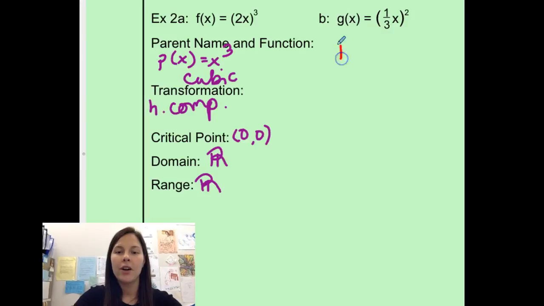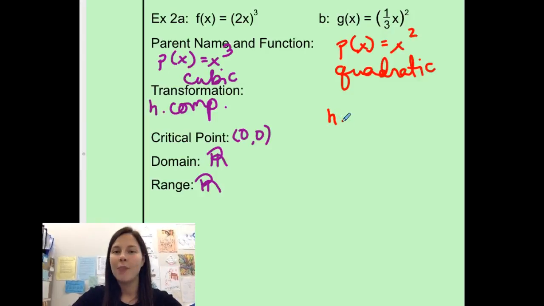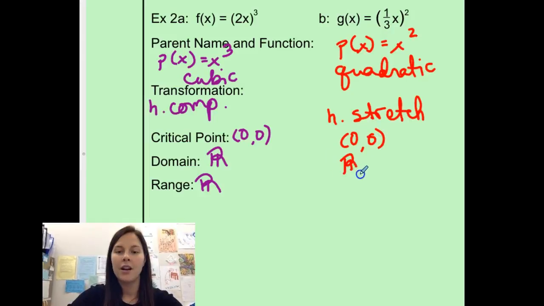Second example, we have our quadratic function. Inside the parentheses, grouped with the x, we have that multiplication, which is a horizontal stretch or compression. Again, it's the opposite of what you think. It looks like a compression, so that means we have a horizontal stretch. Critical point is unaffected by stretches and compressions. Domain is still all real numbers, and that range is still from 0 to positive infinity.